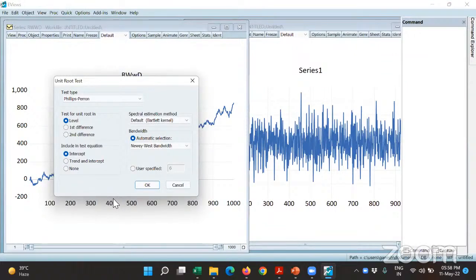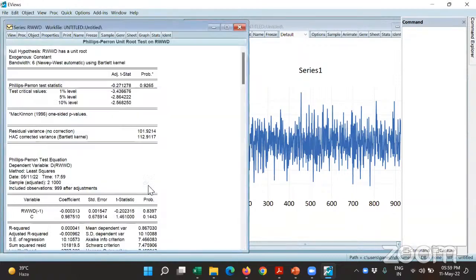So here again, simply the trend and intercept will not do. The none option has also been ruled out, because this equation is not hovering around the value 0. In the earlier series, these are all hovering around the value 0, so I chose none. But this one is not hovering around the value 0, so I need to go for the intercept-based procedure. So I opted for intercept and pressed OK.